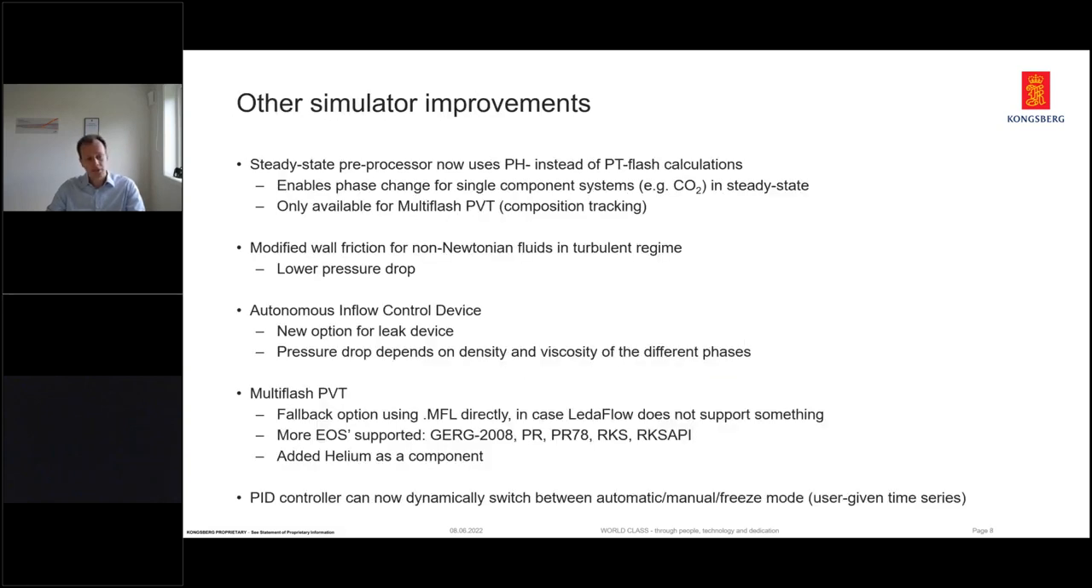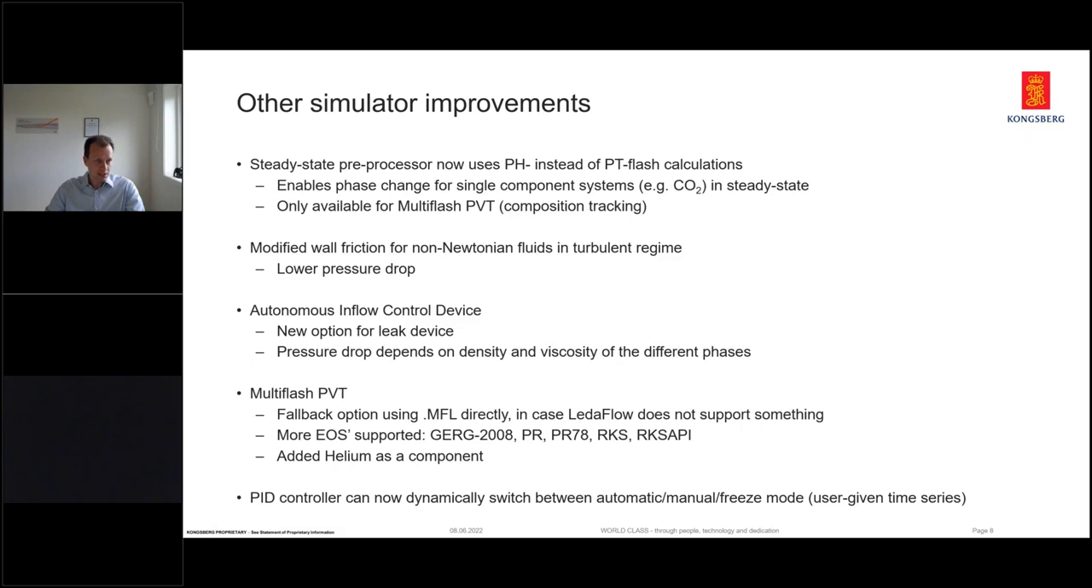Just very briefly, some other simulator improvements. We've also changed the steady state preprocessor. It now uses a pH flash instead of a PT flash. This is in order to enable phase change in steady state for single component systems, for example, CO2. And just as a remark, I need to point out that this is only available if you use multi-flash PVT, so not if you're using GUTS for PVT, which is almost not used by anyone.